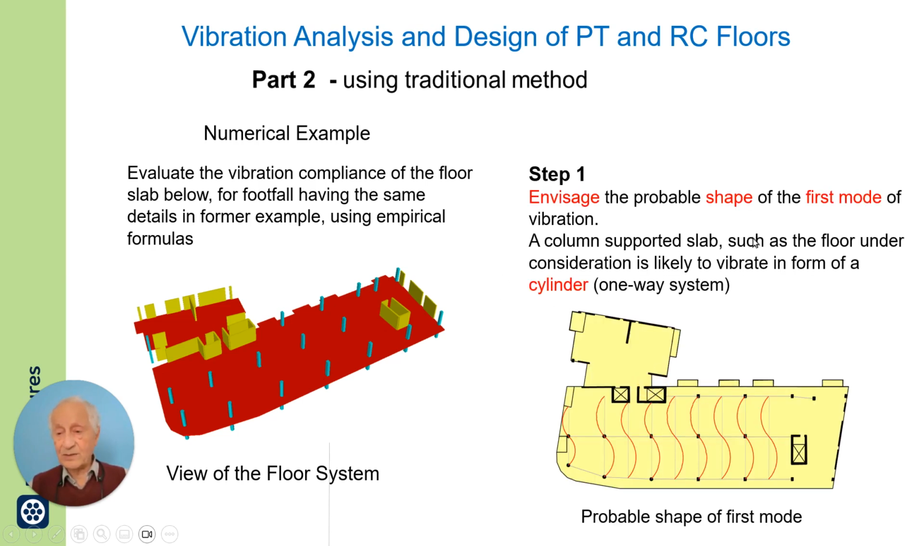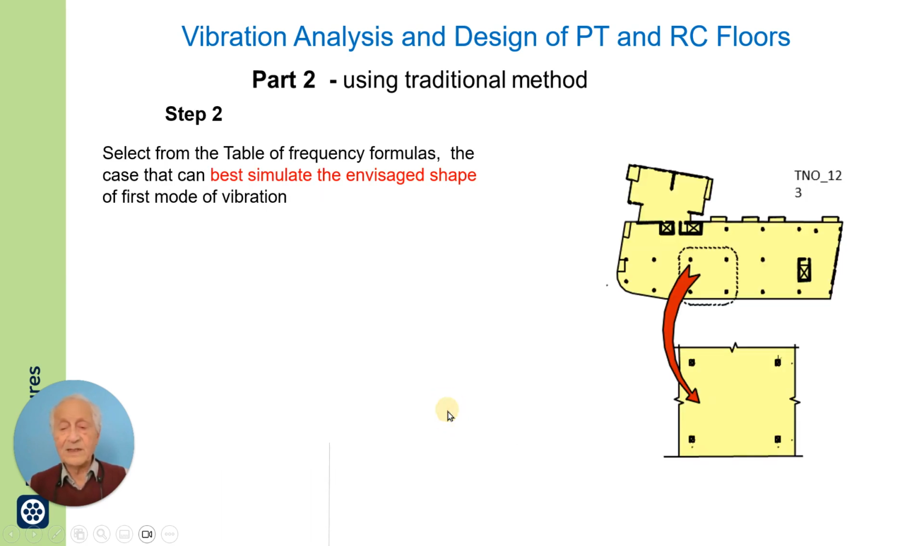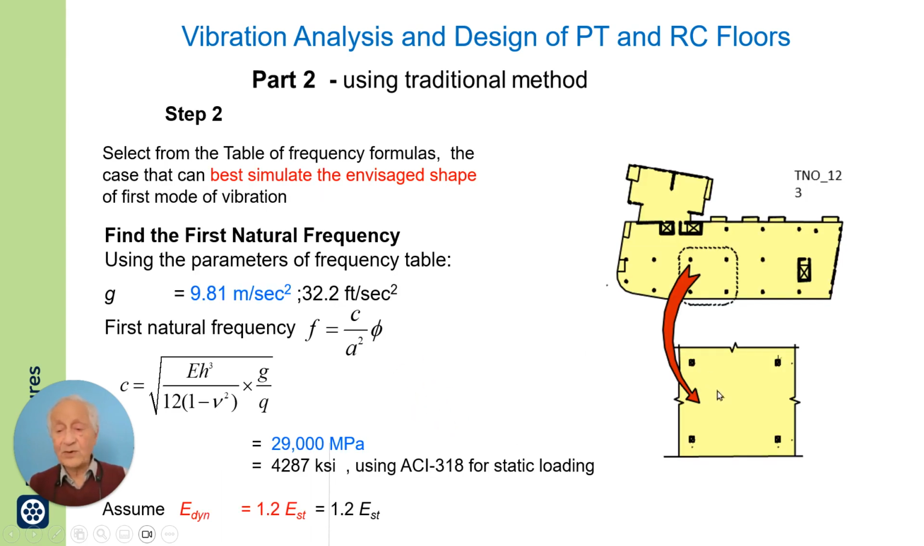To use the traditional method, for the first mode, I have to assume a shape of vibration to go to that table, which we had in the previous slide. I assume that the shape of vibration is going down all here and coming up all there. That is very likely to be the case, a little bit different from what we assumed in reality, but for a first assumption, if you don't have a program, that would be a reasonable assumption. So for that shape, I will calculate C.